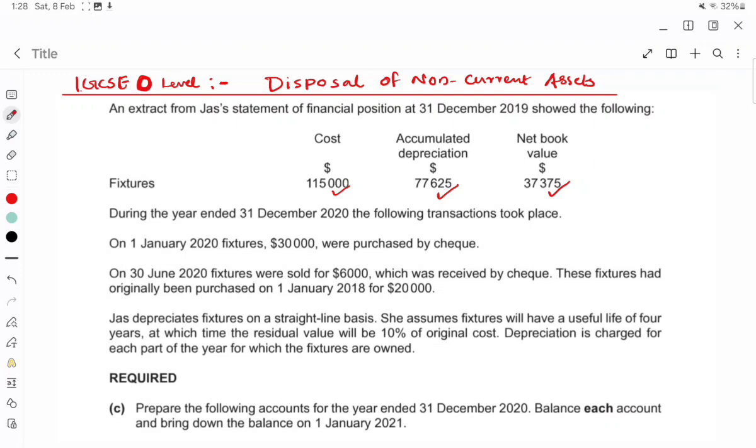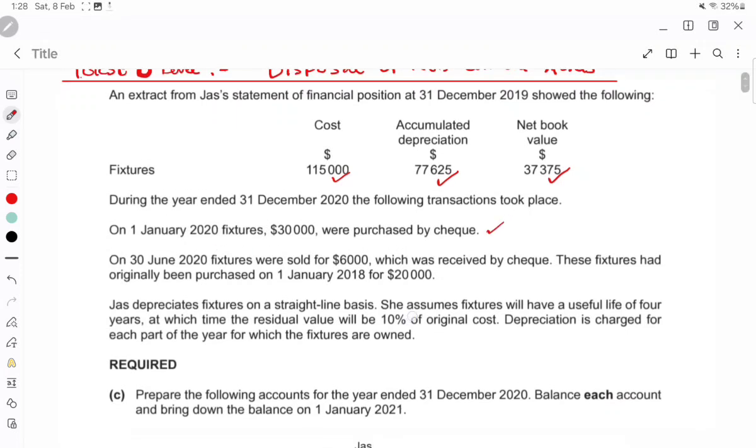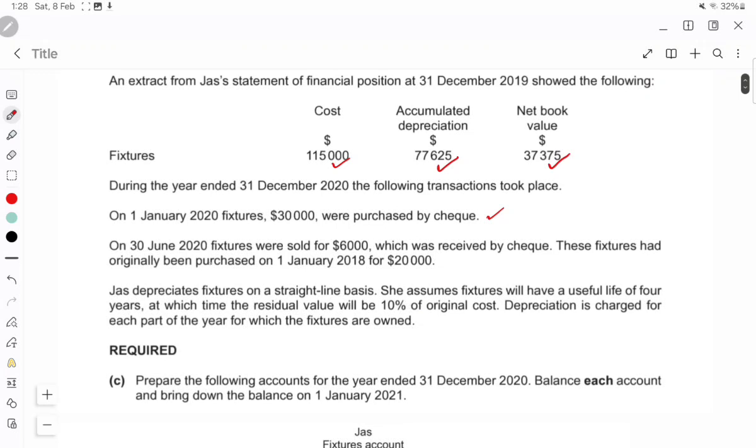In the current year, on 1st January 2020, fixtures worth $30,000 were purchased by check. On 30th June 2020, the fixtures were sold for $6,000, which was received by check. These fixtures had originally been purchased on 1st January 2018.